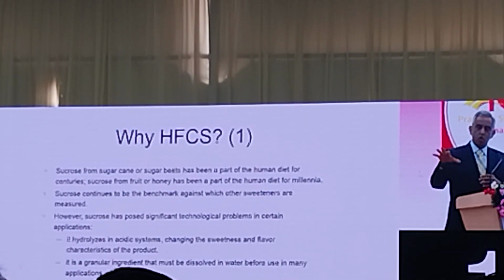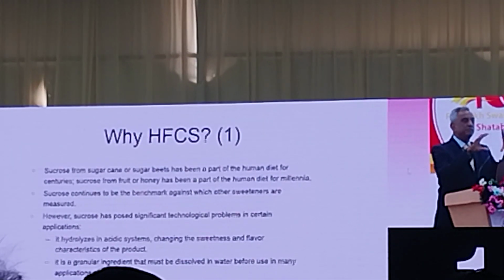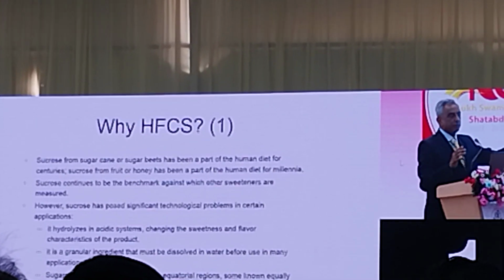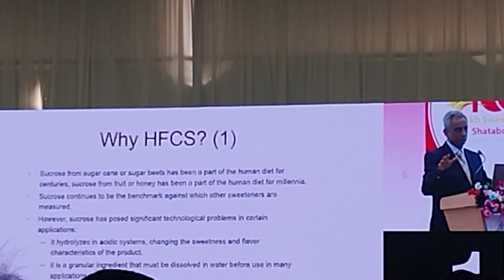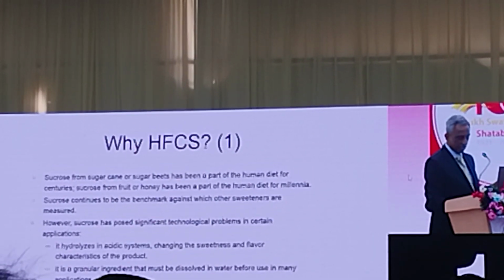Second part, normal sugar is made from sugar cane or beet sugar, and this is mainly in equatorial countries. And all these equatorial countries have a climate problem and a political problem. So both of these make sucrose very expensive. The sugar becomes very expensive.